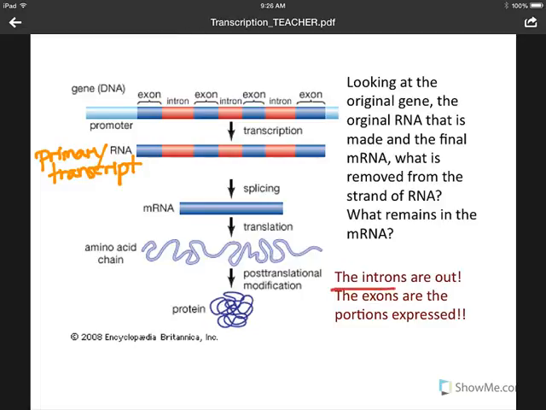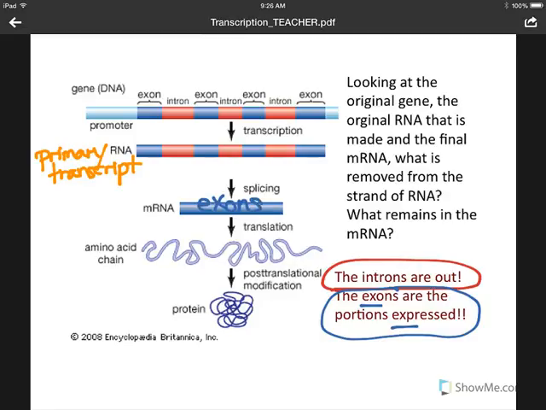So what ends up happening is my introns are sections of DNA that are not going to be read. So my introns are actually cut out. However, my exons are the portions that are going to be expressed. So that's why they're called exons. Not because they're exiting, but because they're being expressed. Those are the sections of DNA sequences that we want to use when we code for the protein.